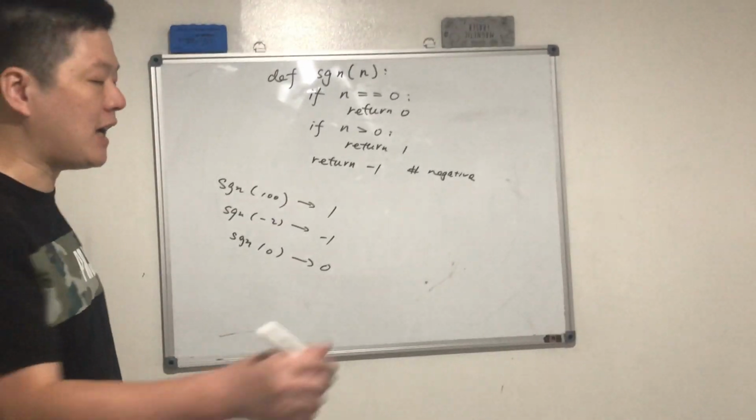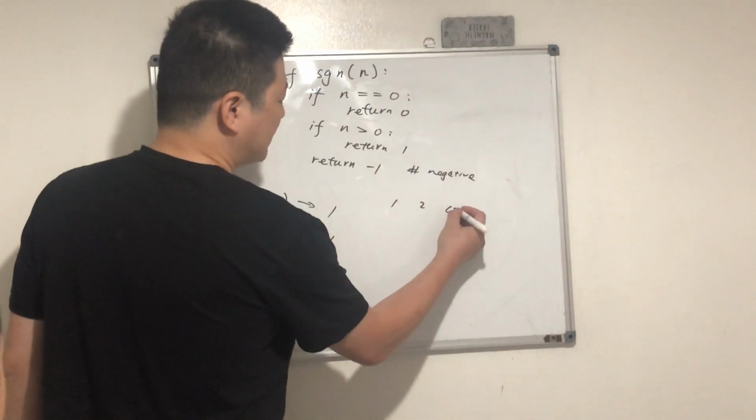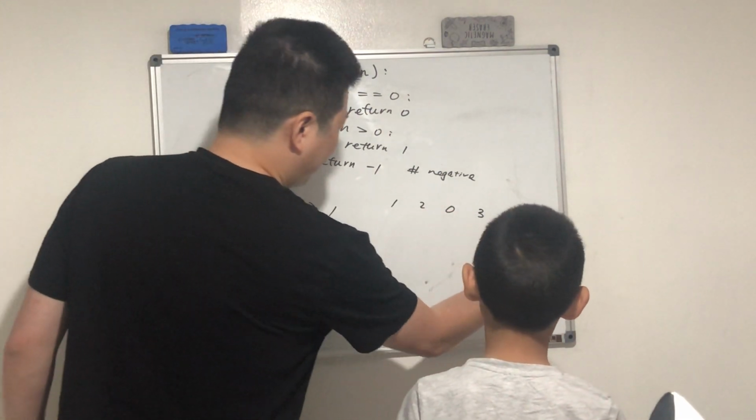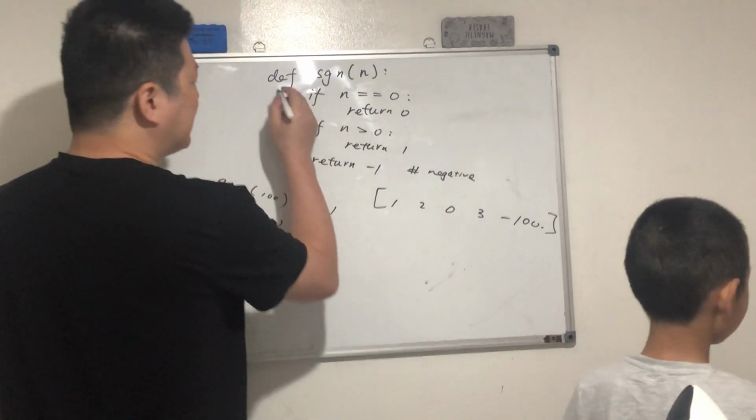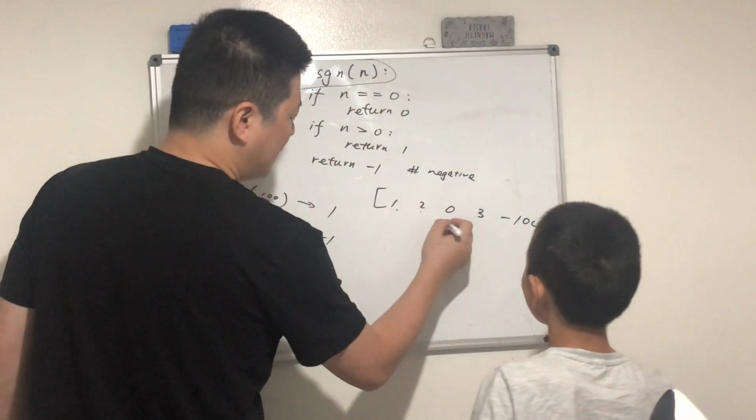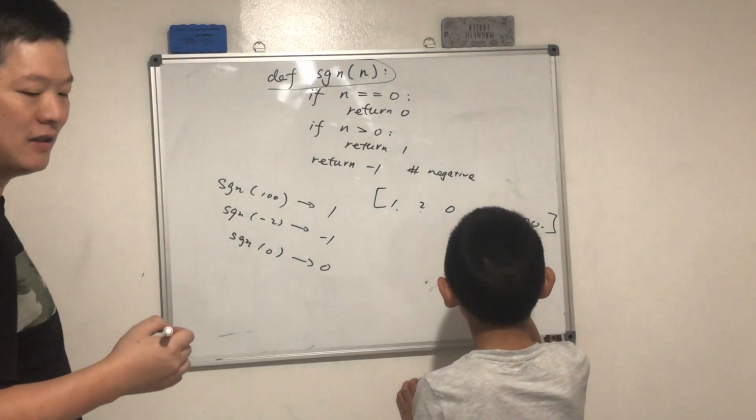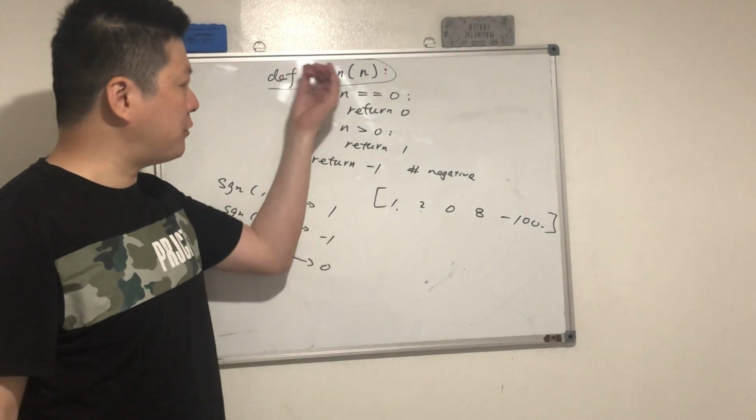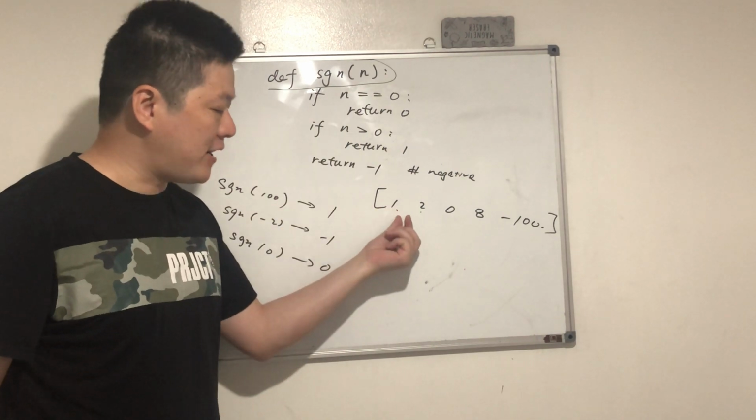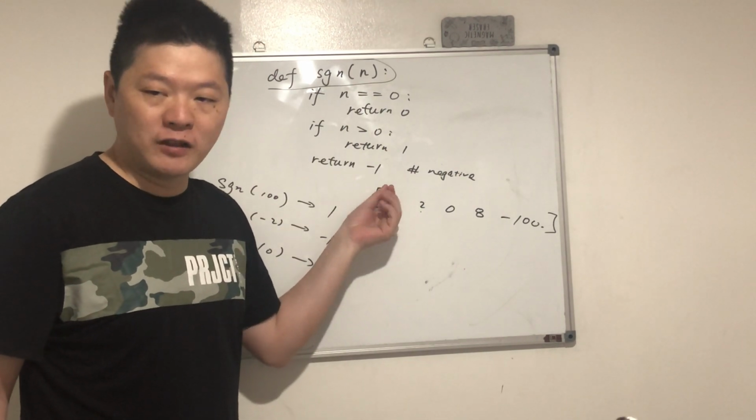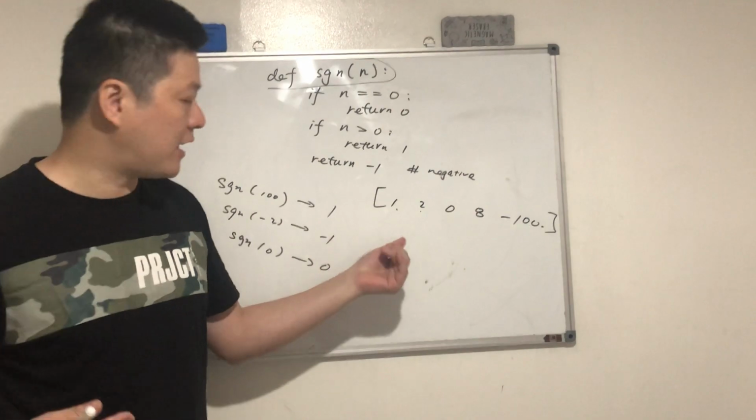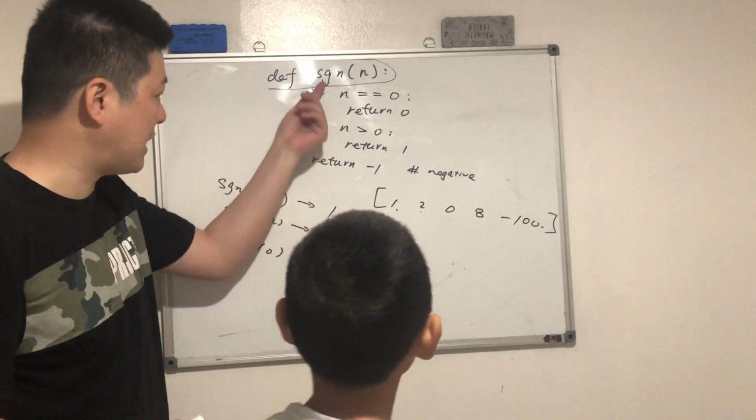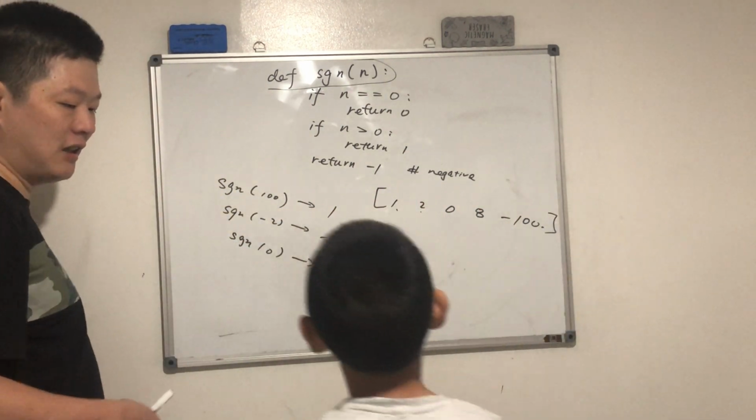Okay, so given a list of numbers like 1, 2, 0, 8, minus 100, I want you to find out the sine value of all the products if you multiply them together. If I want you to find out the sine function of the value that comes from all the products, you multiply them together: 1 times 2 times 0 times 8 times 100. So what's the sine value of the product of these?